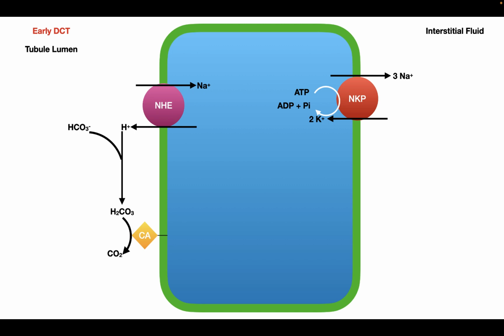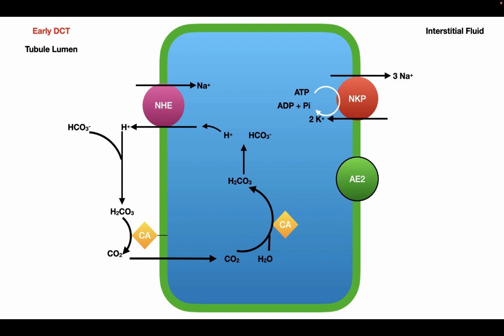Carbonic acid is broken up into carbon dioxide and water, and this reaction is catalyzed by carbonic anhydrase. Then carbon dioxide will move into the cell through passive diffusion and go into the cytosol. Now, once the carbon dioxide is in the cytosol, it can combine with water and form carbonic acid, and this reaction is catalyzed by carbonic anhydrase. Carbonic acid then can dissociate into hydronium and bicarbonate. The hydronium can then be recycled back into the tubule lumen through the sodium-hydrogen exchanger.